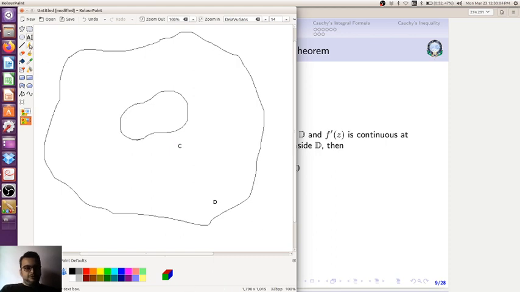I cannot take a closed loop like this, because this part of the loop does not lie inside the domain. The loop should lie totally inside the domain.